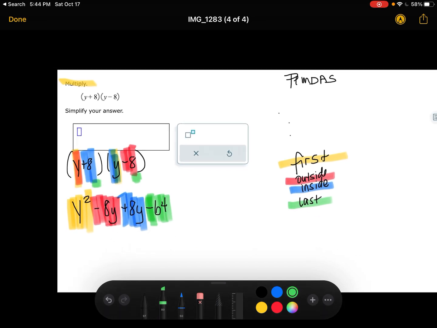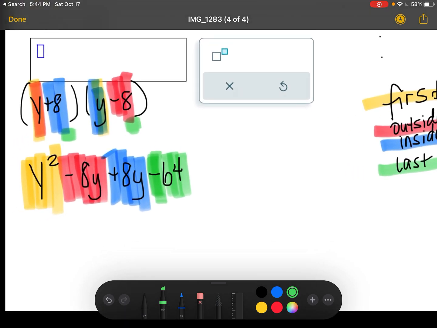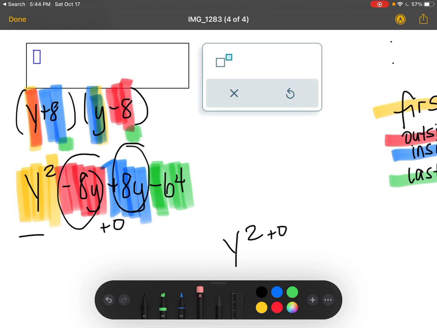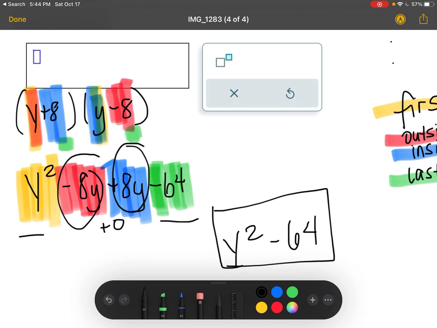So then I'm going to look at this and simplify this down a little bit. So I have y squared, right? There's no other y squareds lying around. But there is an 8y and a negative 8y and a plus 8y. Negative 8y plus 8y is 0. So there's an imaginary plus 0 there. I'm not going to take the time to write it out. I just want you to know that it's there. And then I have, at the end, negative 64. There's no other just random numbers lying around. So this is y squared minus 64.